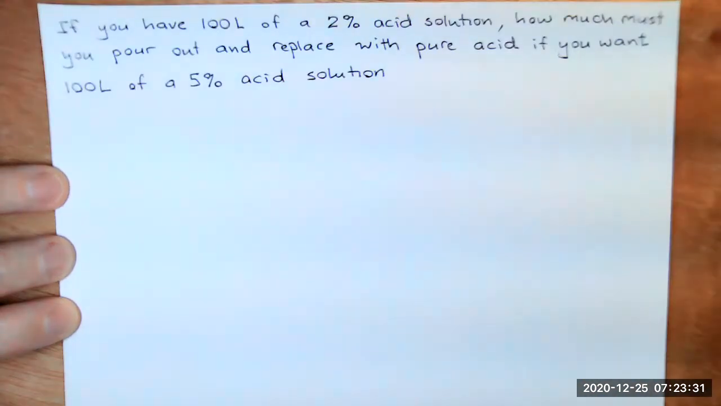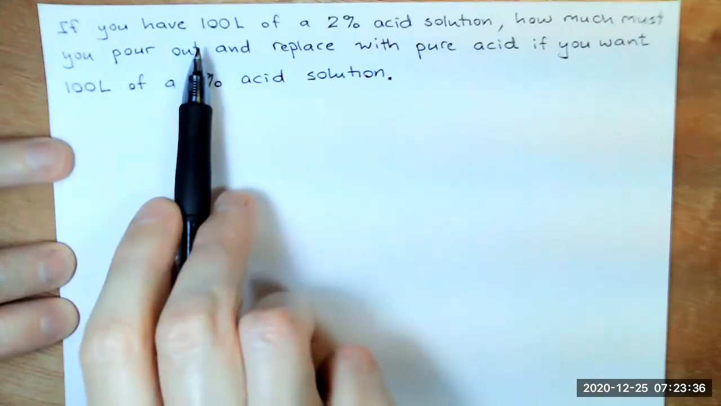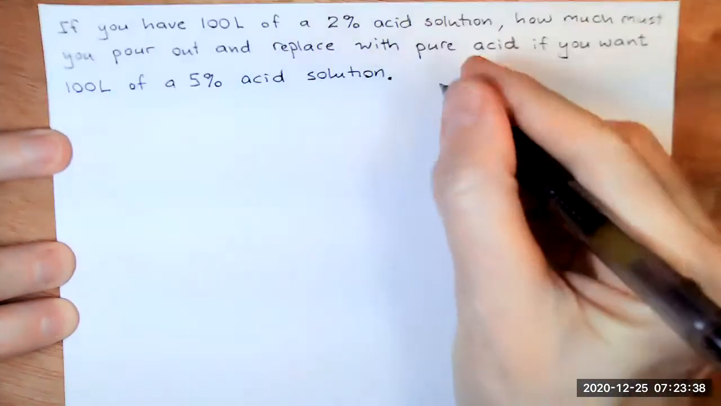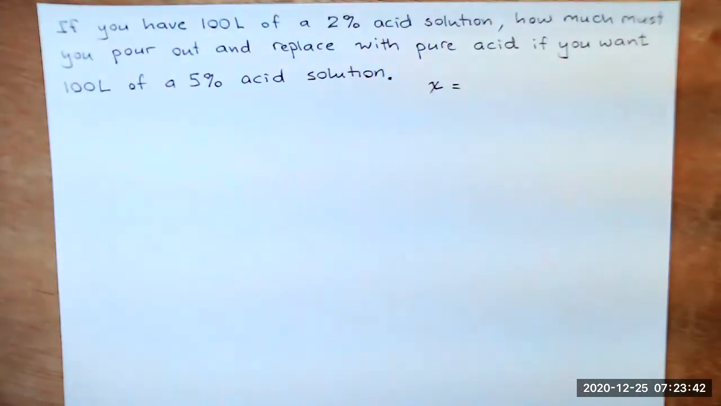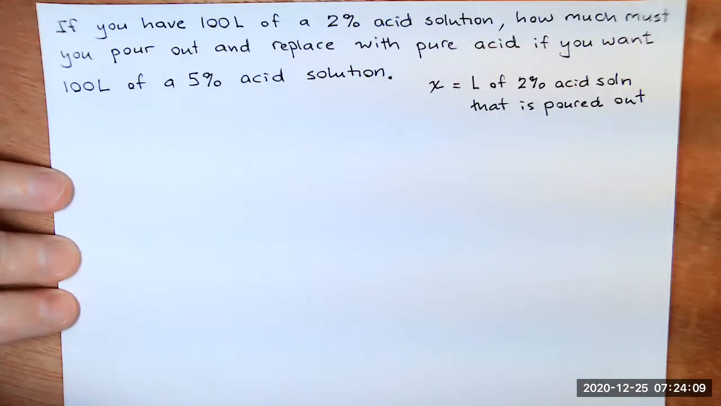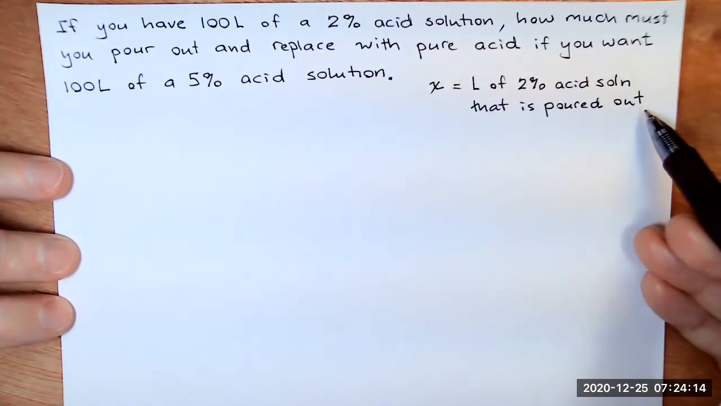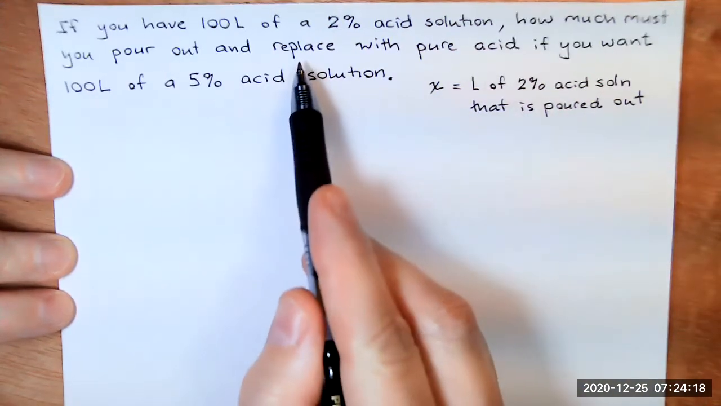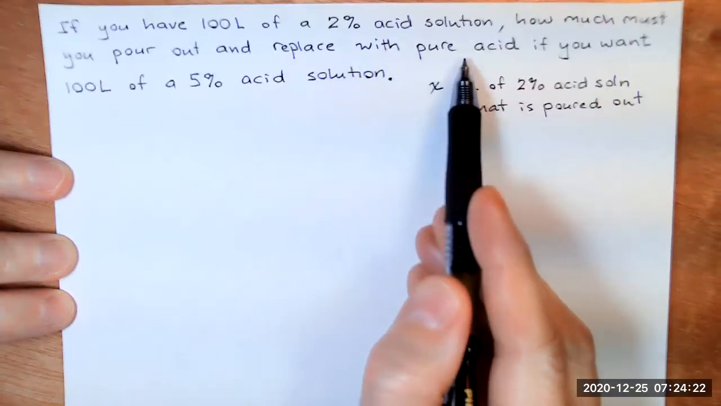All right, so the first thing you want to do is name your variable. So we're looking for how much we need to pour out. So that's what X is. It's the amount that is poured out. It's also the amount that we replace with pure acid.